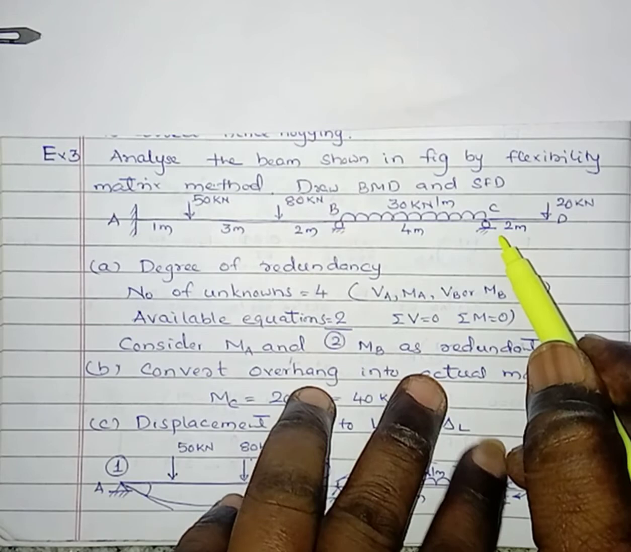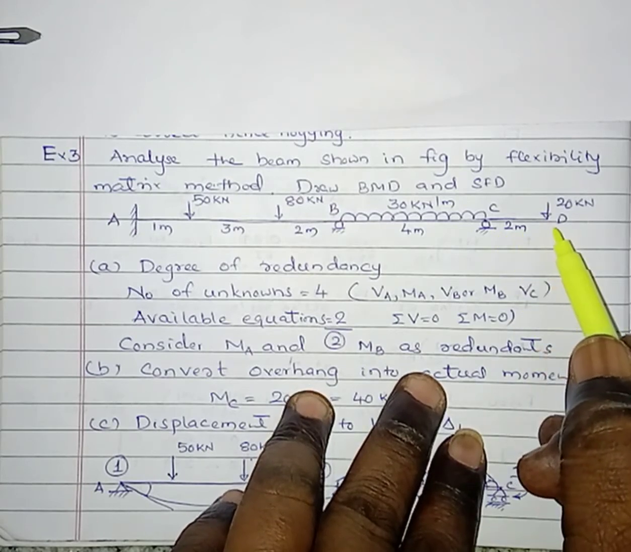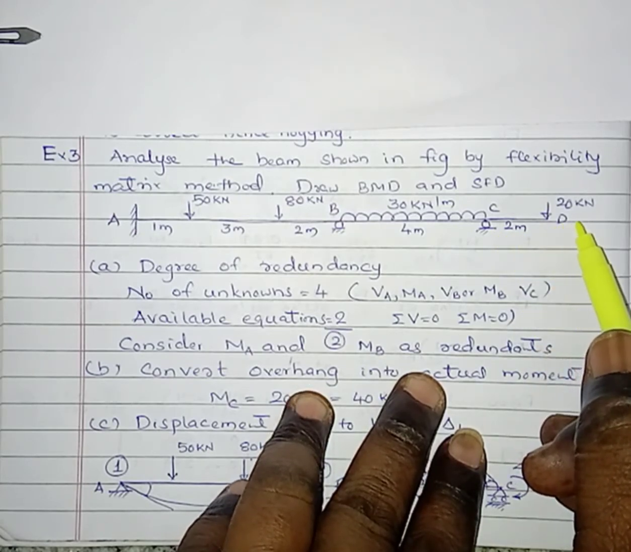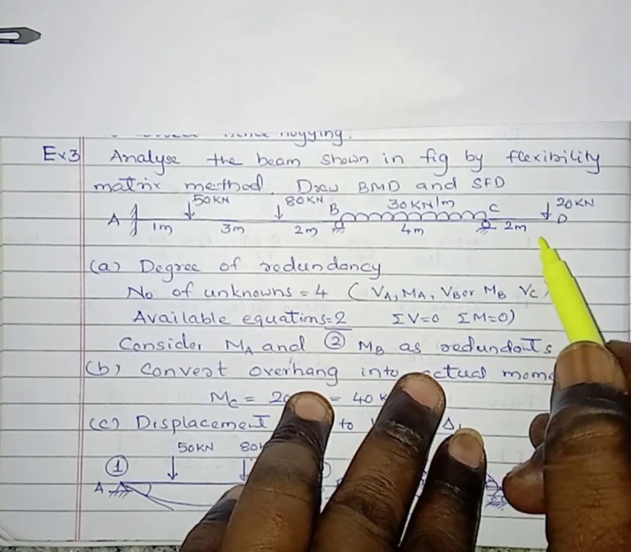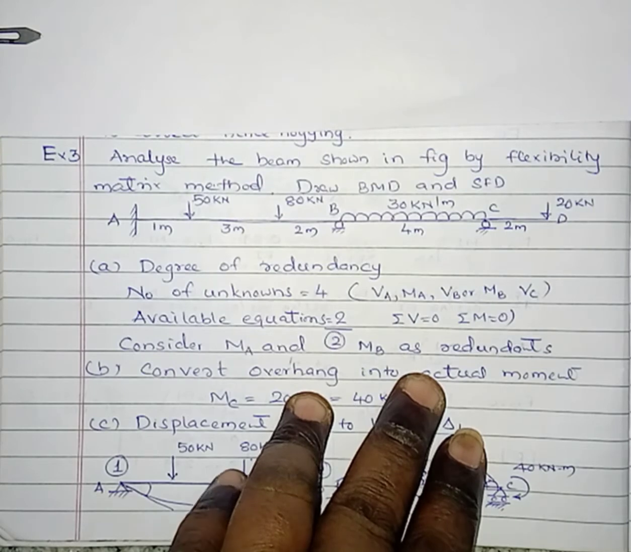C to D, that is overhanged. At the overhanged portion it is subjected to a point load of 20 kilonewton, and the length of the overhanged portion is 2 meter.